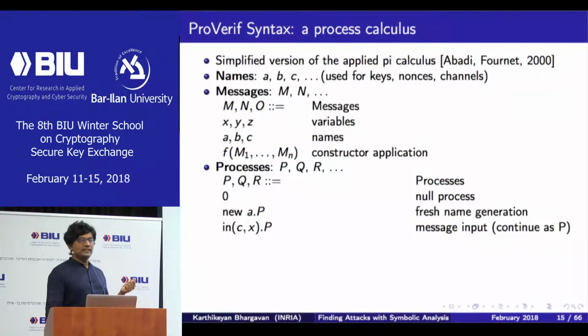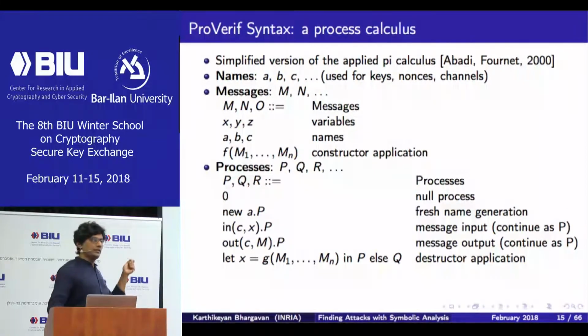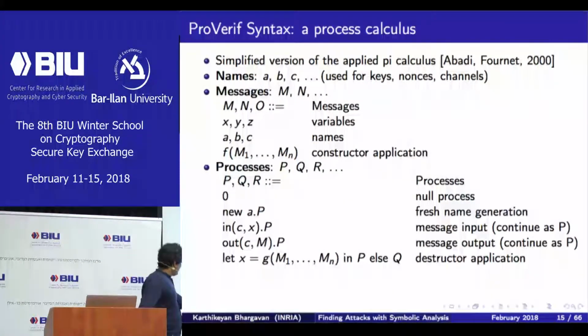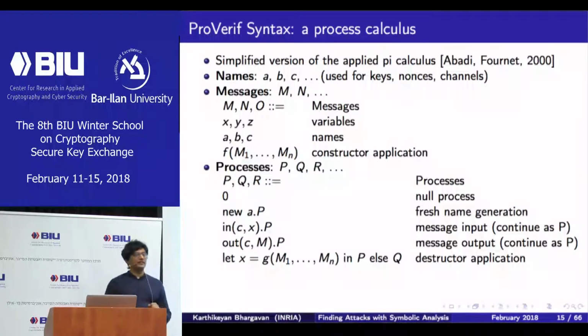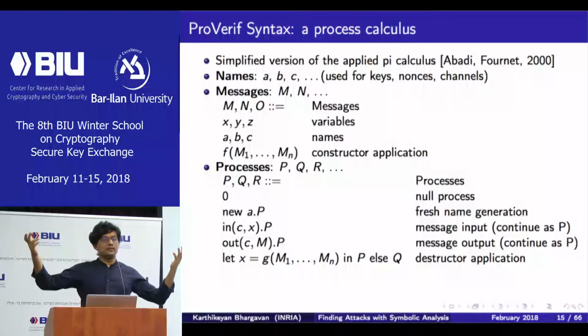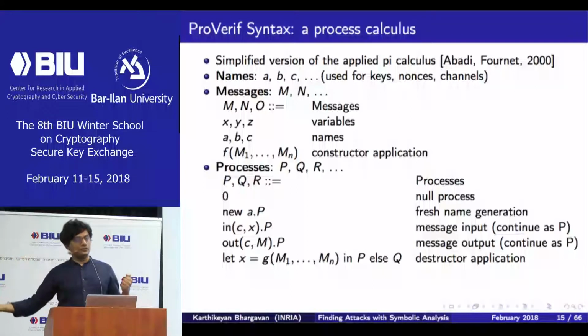Then there is in(c, x).P, which means input on the channel c a message x, and then continue with the process P. Out(c, M) means output on the channel c a message M. Then there is a construct which allows us to call destructors. What this says is apply the destructor g to the series of messages M1 to Mn, and this destructor will give me a result x. If it succeeded, I will do P. If it did not succeed, I will do Q.